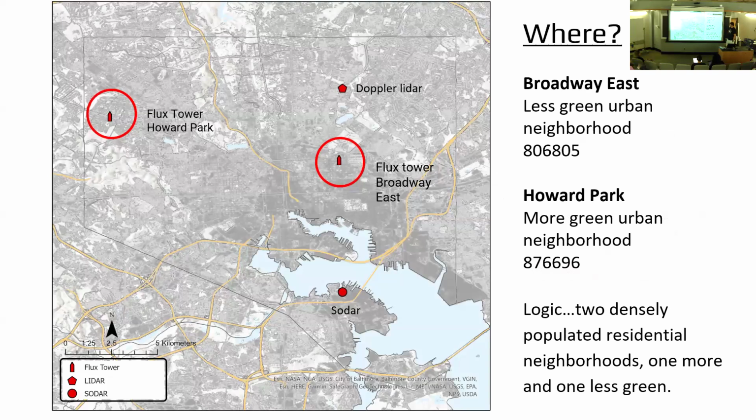Where are these systems going? Here's a nice map of Baltimore that Jason Horn made. This shows other atmospheric measurements taking place, such as the LiDAR and the SODAR, and the two flux towers in the Broadway East neighborhood and the Howard Park neighborhood.